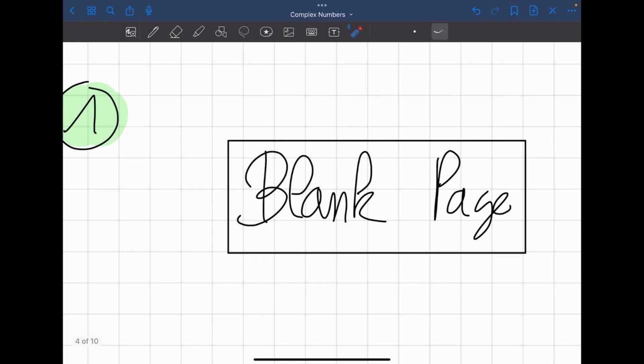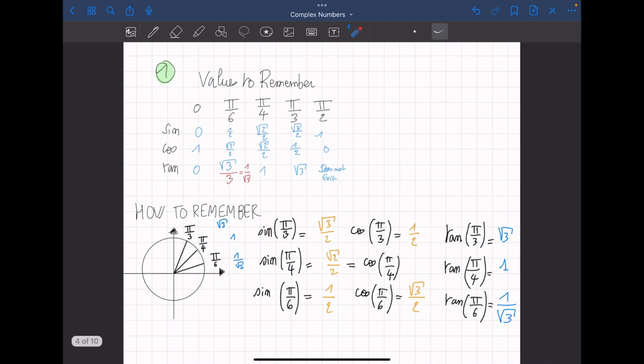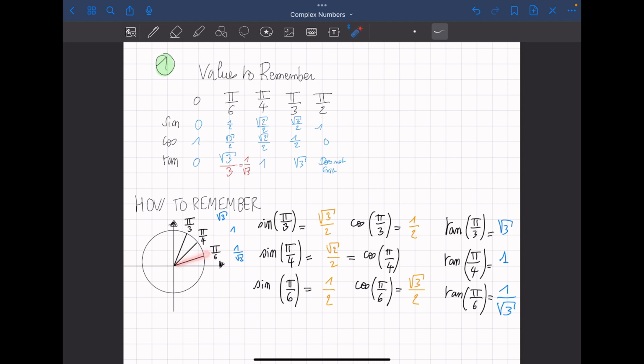Now, exercise of the blank page. Let's check that you remember them. You put pi divided by 6, pi divided by 4, pi divided by 3, and then you look at what is bigger. So for pi divided by 3, the sinus is square root of 3 divided by 2, the cosinus of pi divided by 3 is 1/2, and the tangent is square root of 3. This is this angle. And the same for this one, and the same for this one.